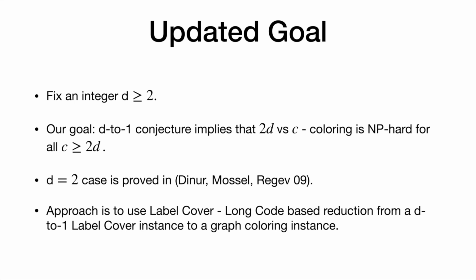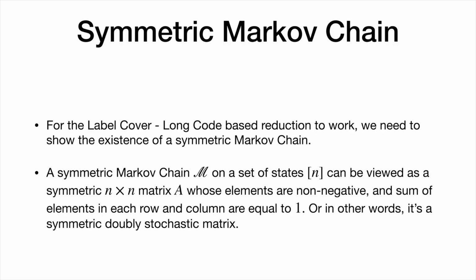In particular, if D equals 2, this is precisely what Mossel and Regev proved. Their approach is to use a label cover and long code based reduction, and they combine this with an invariance principle based approach. We also mimic their approach, and there's a key part where we differ from them. That key step is the existence of a symmetric Markov chain.